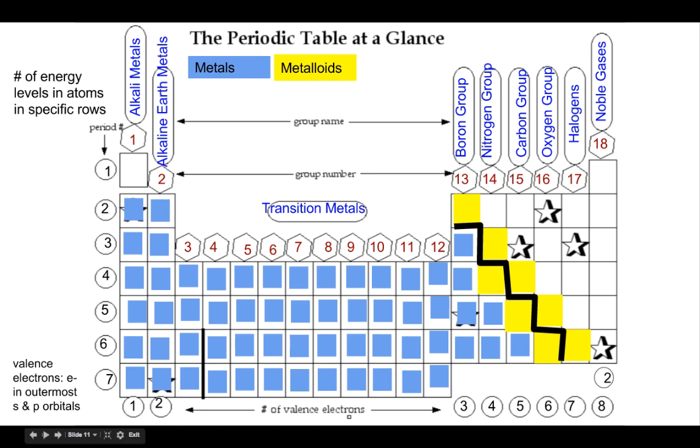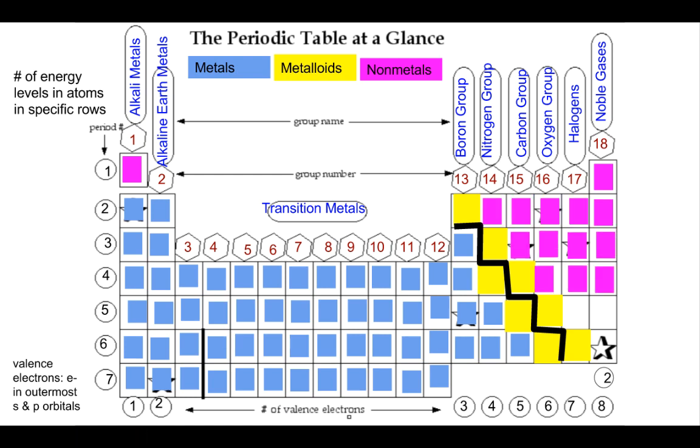All right, the last one is the nonmetals. And those, in the first row, both of those are nonmetals, right? Because the noble gases are gases, and hydrogen, although it can be in other forms, is generally a gas. And then the nonmetals fill out the rest of the periodic table.